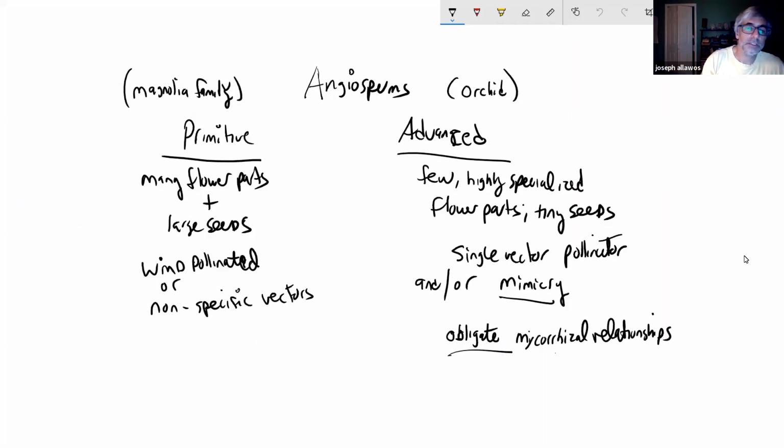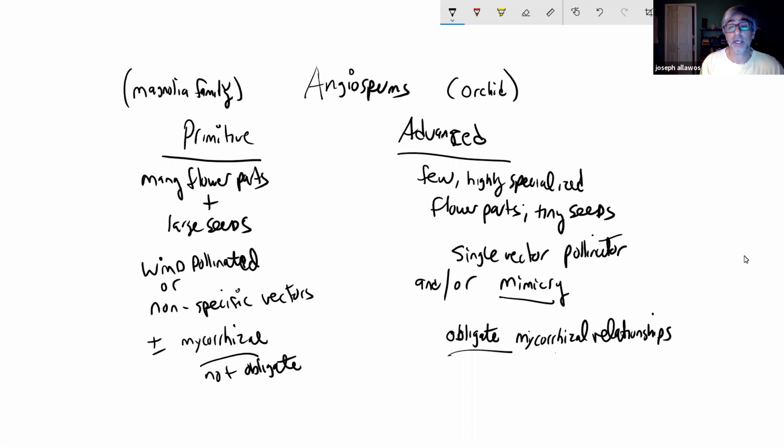Now, to be clear, the more primitive ones may have mycorrhizal relationships, but they're not obligate. And what I mean by that is the plant can still live without the fungus. It just might do better with the fungus present. Okay. And so this gives you a pretty good idea of what's considered more primitive and more advanced.